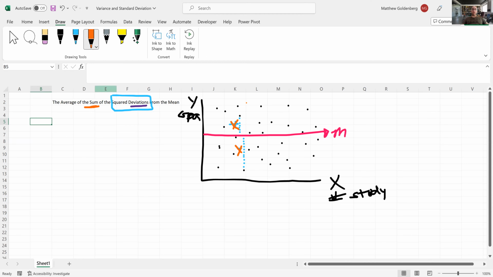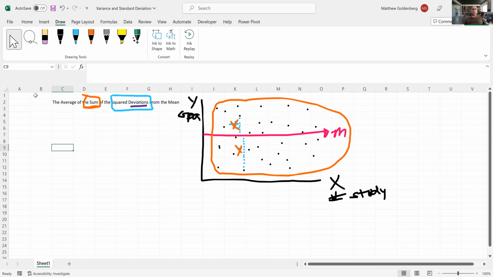And all the sum is doing is adding up all these distances. You can sort of assume that each of these black points is a data point and it has its own distance from the mean. So the sum part is just adding it all up. And then finally, it says take the average. And once you take the average, you have what is called variance.